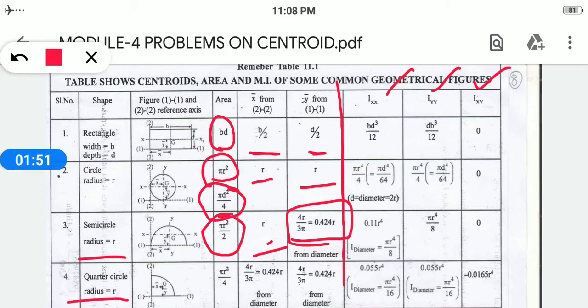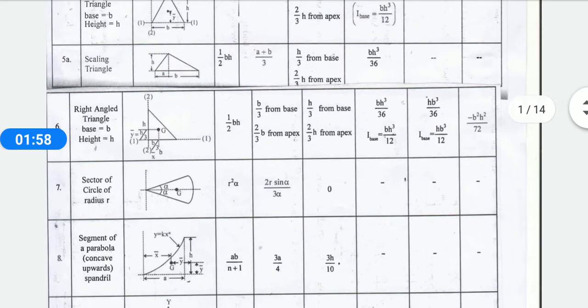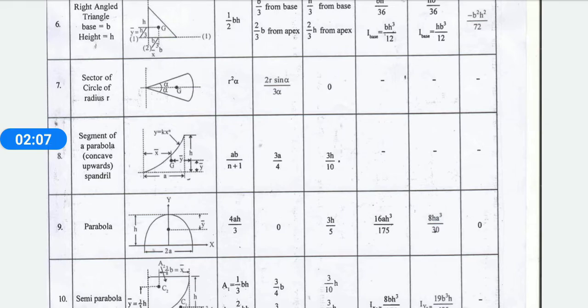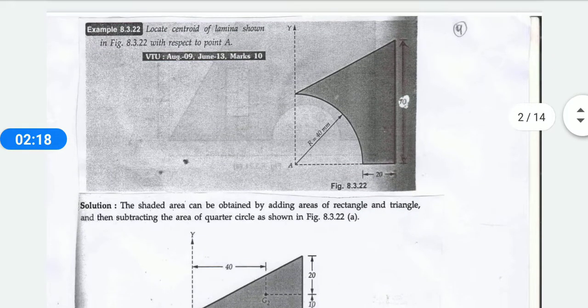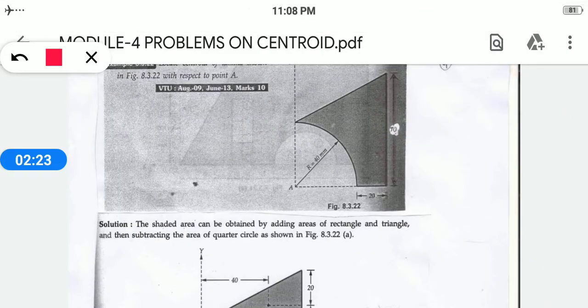When it is a quarter circle, you have to take these components. From this table only you are going to take the values for your x, y and your area. You need to know all these things, because while doing the sums we will have complex shapes. You have to find out which shape to adopt and which formula to use. First, I'll tell you the basics of the sums: how to take your x and y value wherever the sum asks.